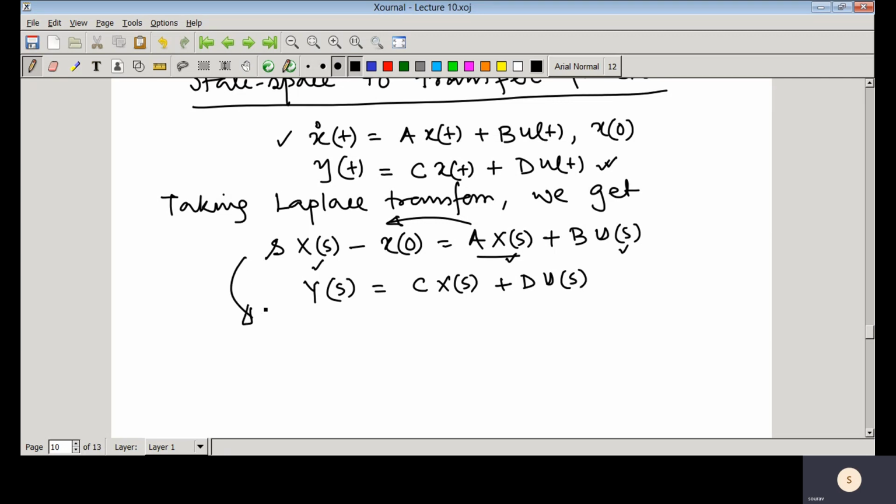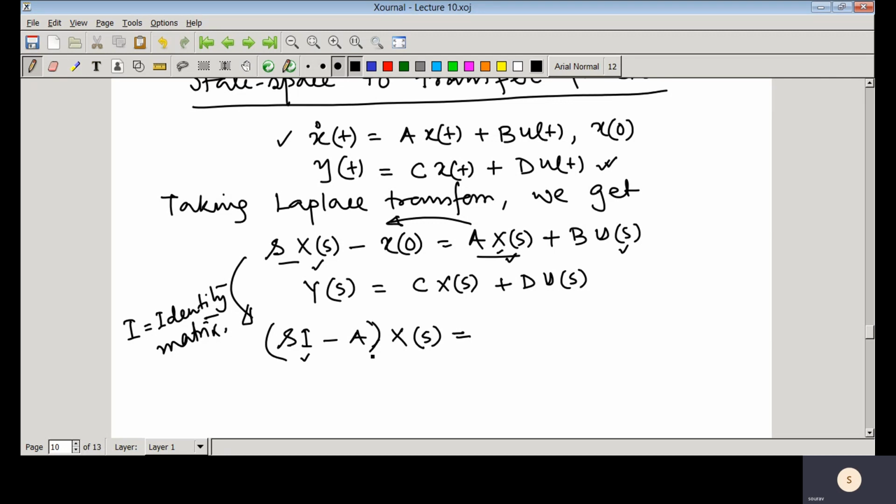So now if you simplify this one, so that is sI minus A, you note down this one. As they are vectors, if you take common here from this term and from this term, after taking that term to the left, that would be s into I, where I is the identity matrix with compatible dimension.